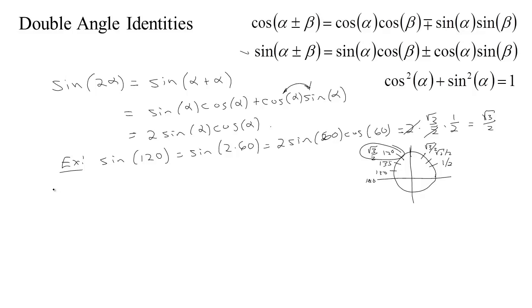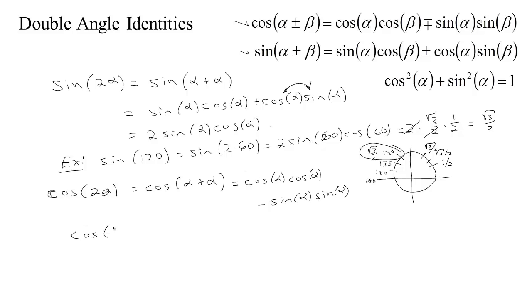We'll see there's another more important application that comes if we do this with the cosine of 2 alpha. So again, that's the cosine of alpha plus alpha. And if we apply this angle sum formula, we get the cosine of alpha times the cosine of alpha minus the sine of alpha times the sine of alpha. So the cosine of 2 alpha is equal to cosine squared alpha minus sine squared alpha.